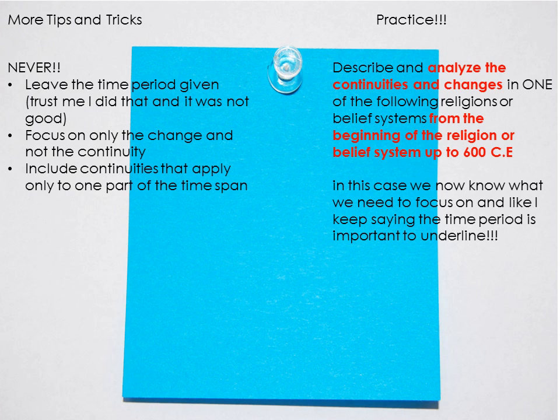So if I were you, when you're reading that prompt, highlight the time period. So that's beginning of the religion or belief system up to 600. That's when you highlight. You understand, analyze the continuity changes. You can highlight if you want, but you should know it. And the main thing to highlight is from the beginning of the religion or belief system up to 600 CE. That's kind of what you want to focus on.